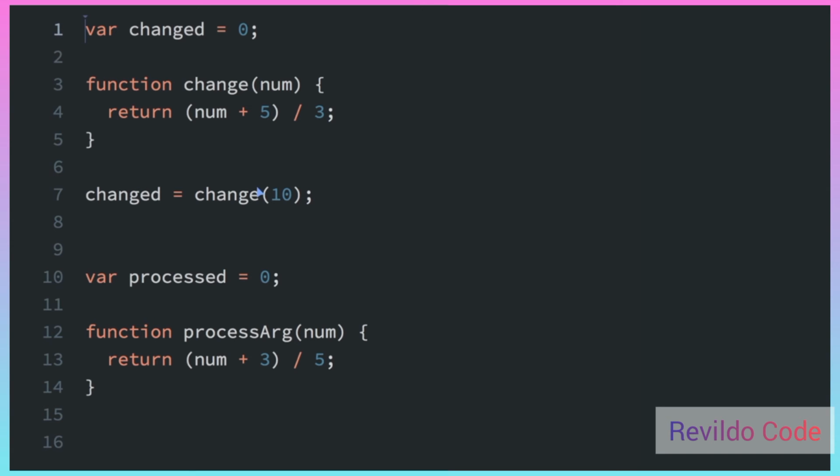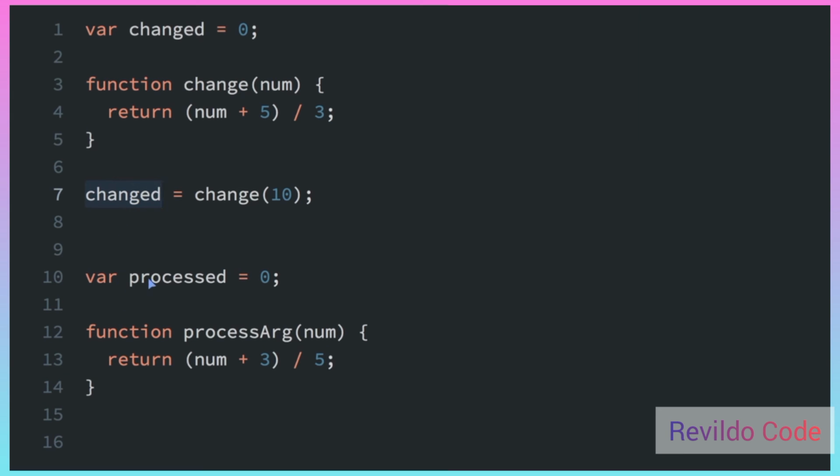It's simple to assign a returned value to a variable. See right here we have the function change, and you pass it a number and it's going to return the result of this mathematical expression. So when we call the function change and pass in the 10, the value that is returned from this function is going to be stored in this variable here.